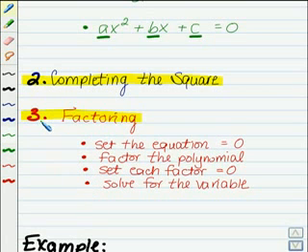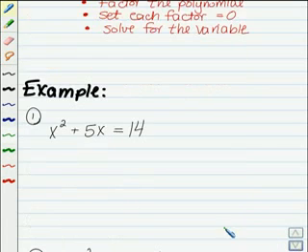One thing about factoring is it's not a difficult process. If you understand factoring, it's not difficult to do. But if a quadratic equation cannot be factored, then you would have to use the quadratic formula. Let's take a look and use the method of factoring in our example.